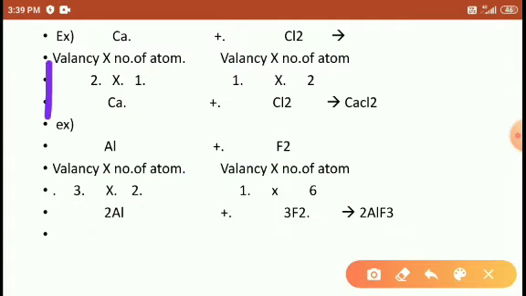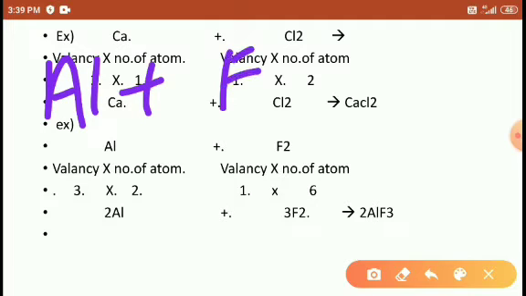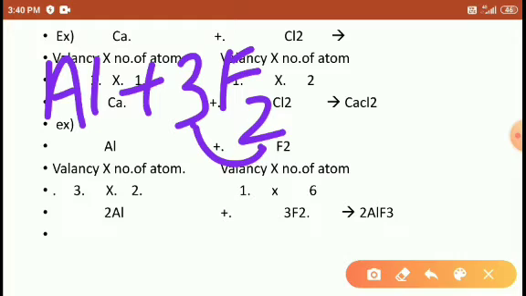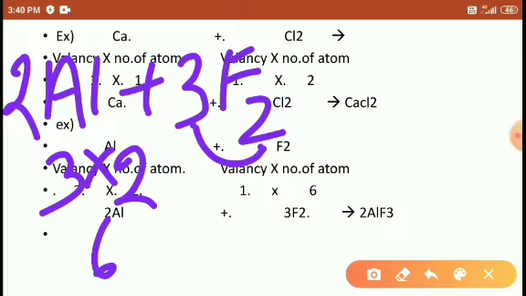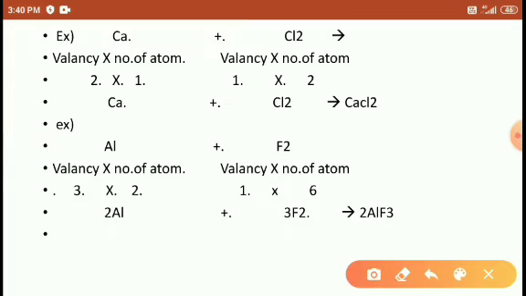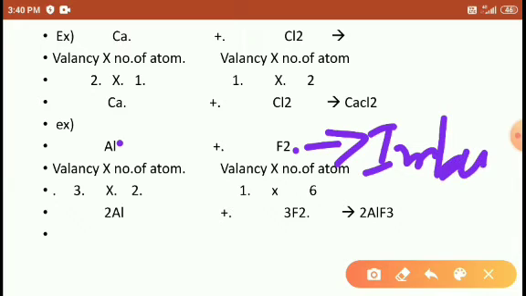So the aluminum reacts with the fluorine. If we want to balance the reaction, we have to make it double. So I am making the aluminum as 6, since 3 2s are 6. Right, friends? So 1 aluminum valency 3, 2 aluminum valency, we have to multiply with 6, and 3 2s are 6. Both are equal here. So what we will do, aluminum reacts with fluorine. This is the imbalanced reaction.